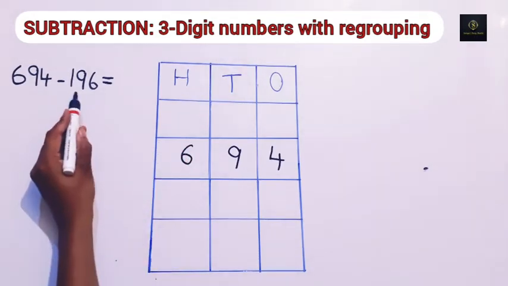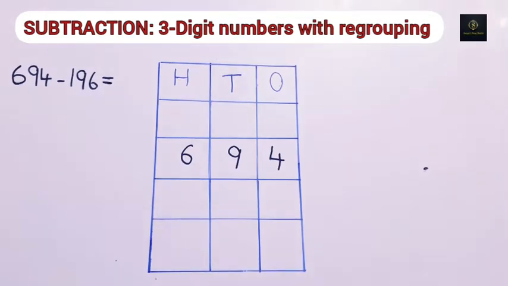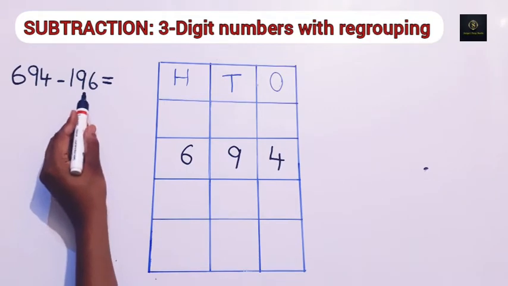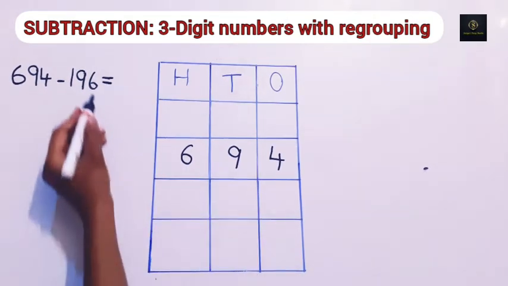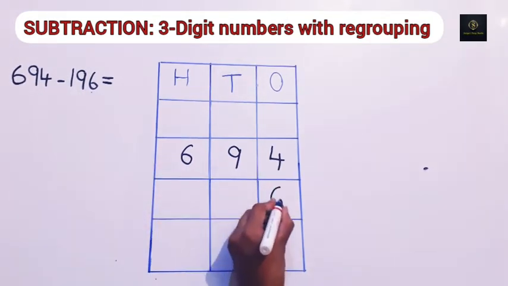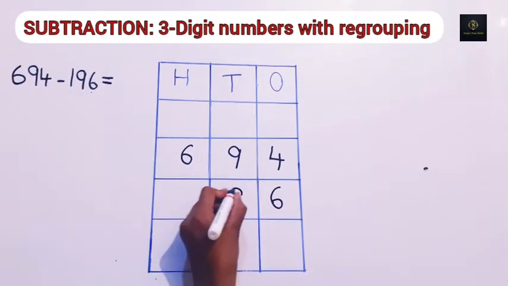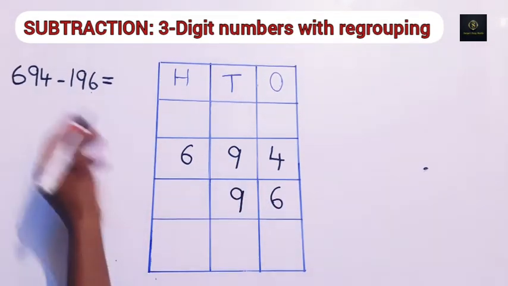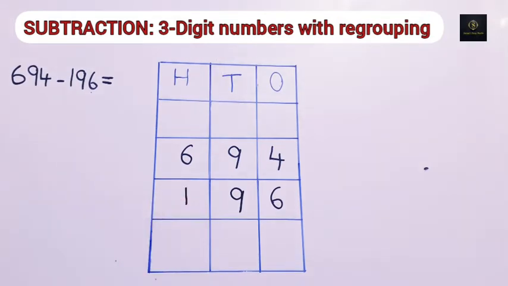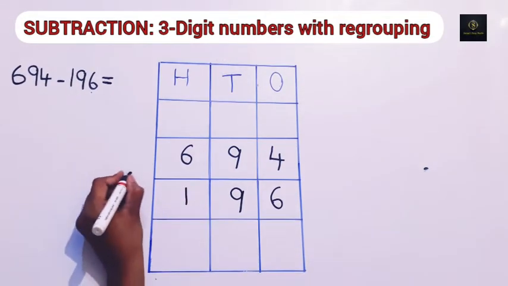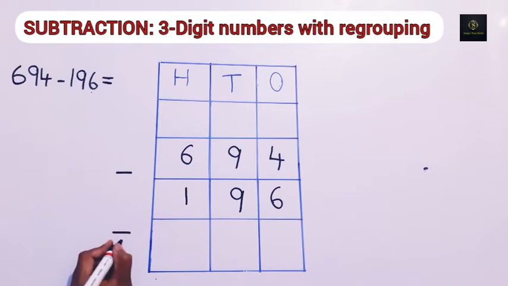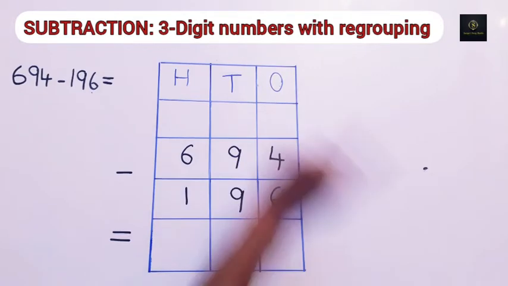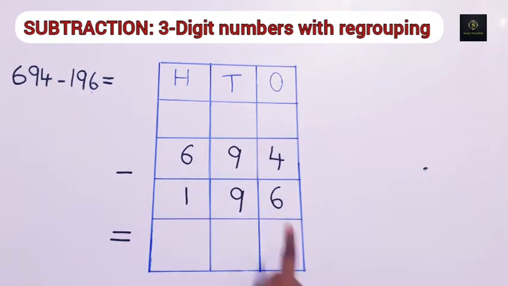Now 196 is the smaller number, so it is the subtrahend. Let us place it below 694. So 6 will go in the ones column, 9 will go in the tens column and 1 will go in the hundreds column. So here I give the minus sign and the equals sign. Now let's start subtracting from the ones column, that is 6 from 4.